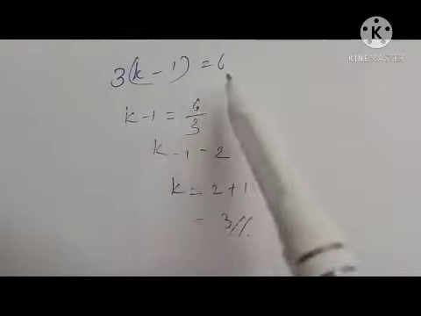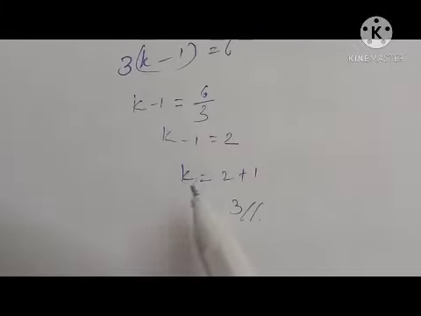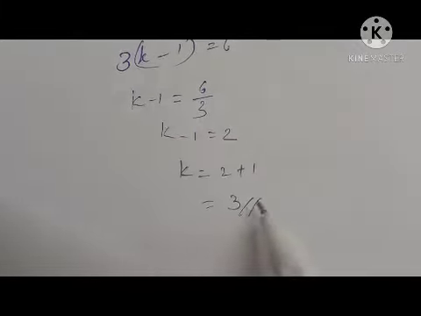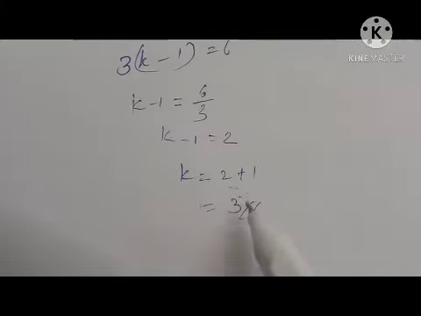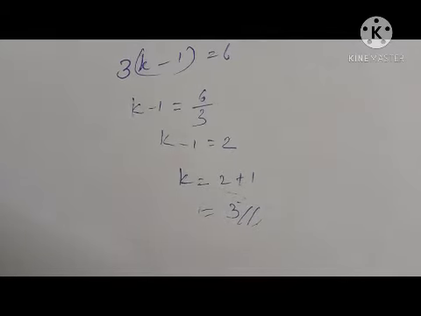Then we have to solve this and get the value of k. 3 into k minus 1 equals 6. Then k minus 1 is 6 by 3. k minus 1 is 2. k equals 2 plus 1, that is 3. So we got the value of k as 3. This is a 3-mark question, as I already told.